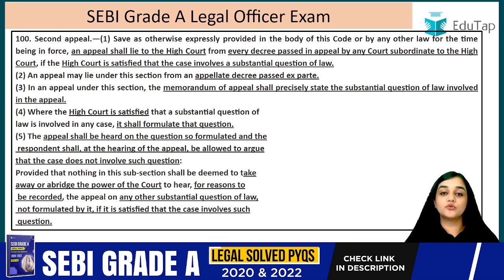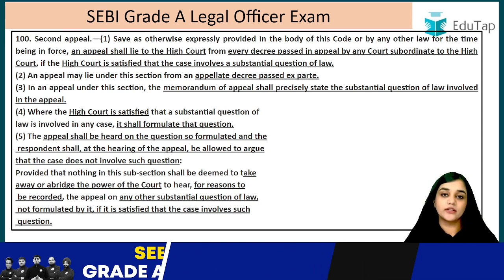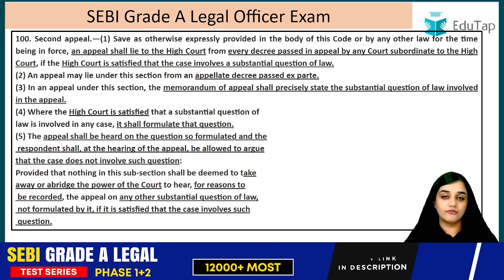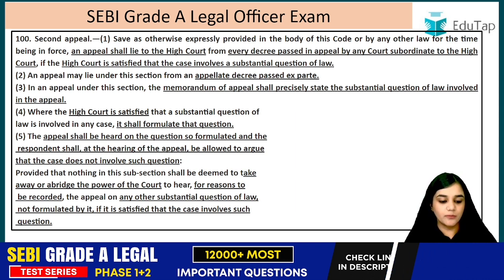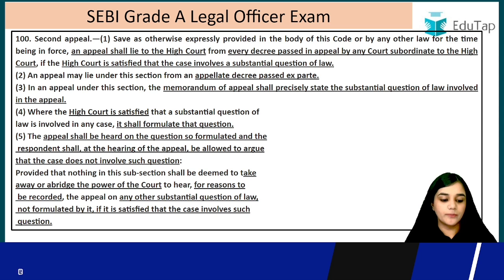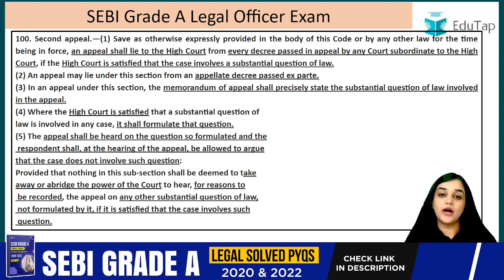Now we have come up to the second appeal. Second appeal is always heard by the High Court. It is always filed before the High Court. Let's read section 100. What does it say? Save as otherwise expressly provided in the body of this code or by any other law for the time being in force, an appeal shall lie to the High Court. So they are only talking about the second appeal, and it lies before the High Court.